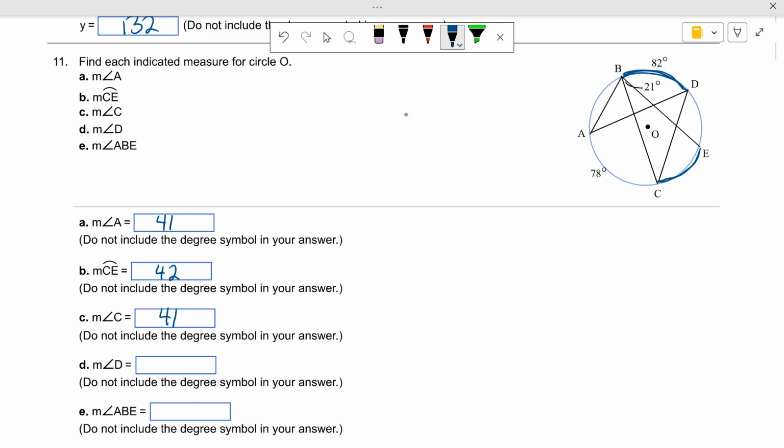Angle D cuts off a 78-degree arc. So what's angle D? 39. And since we know CE is 42, we add these two together. 42 and 78 add up to 120. So angle ABE is half of that, which is 60.